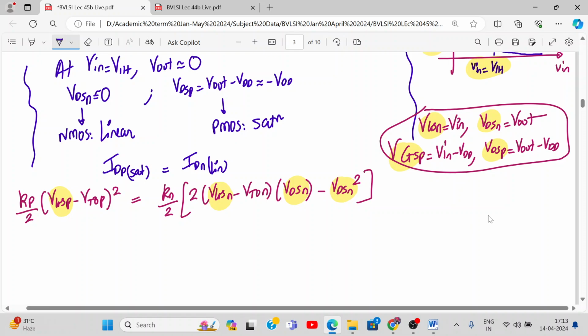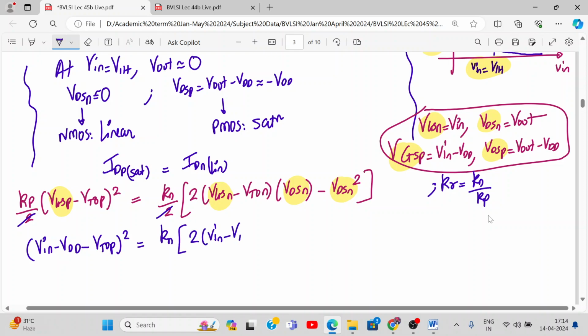So this 2 and 2 gets cancelled, and we also substitute the inverter ratio KR as Kn by Kp. So Kn by Kp will come over here. So what is VGSP? V in minus VDD minus VTOP, the whole square, equals Kn times twice VGSN, which is V in minus VTON, times VDSN, which is V out, into V out minus V out square. Is this clear to you?